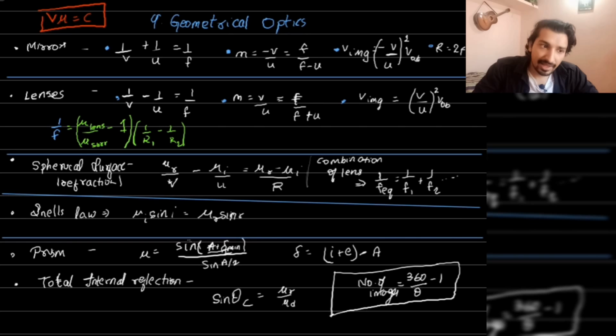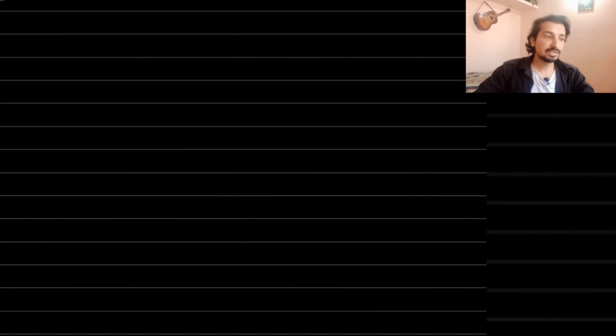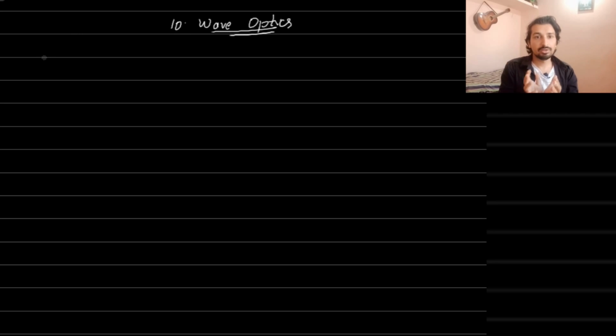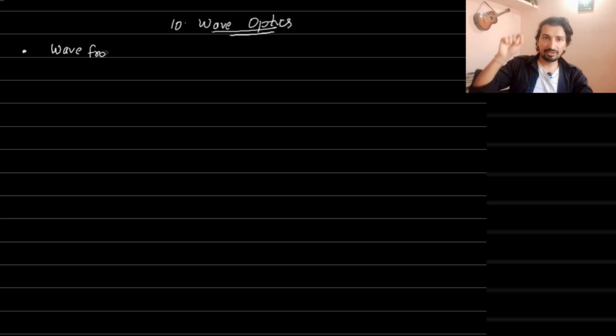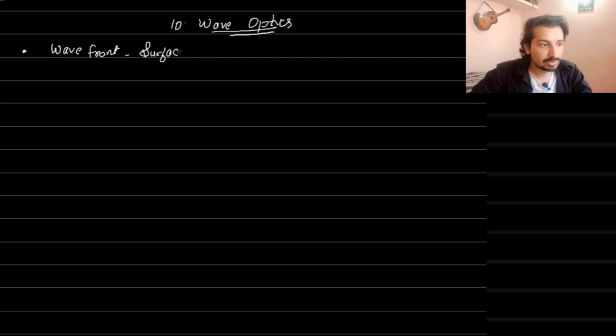And mu decreases as lambda increases. So when you increase the wavelength of light, mu decreases, so the refractive index of a medium decreases. Then you have wavefront, wave optics, the next chapter. What is a wavefront? A wavefront is a surface of constant phase, where the phase of the wave is the same. That is called a wavefront.